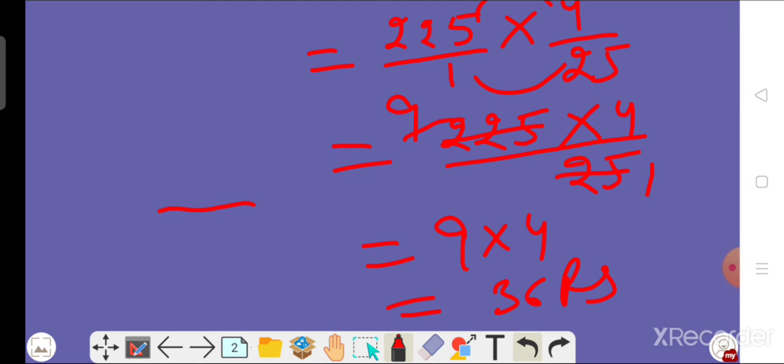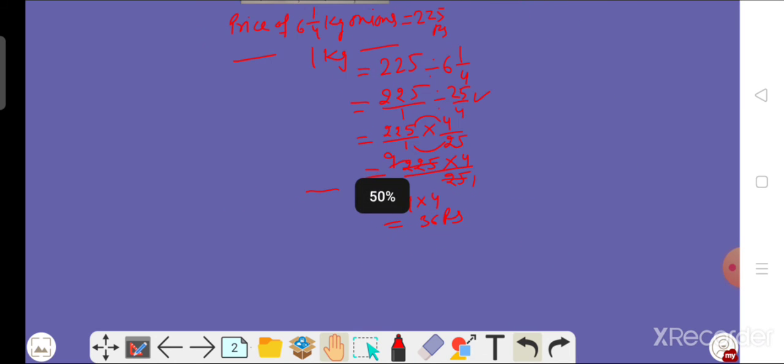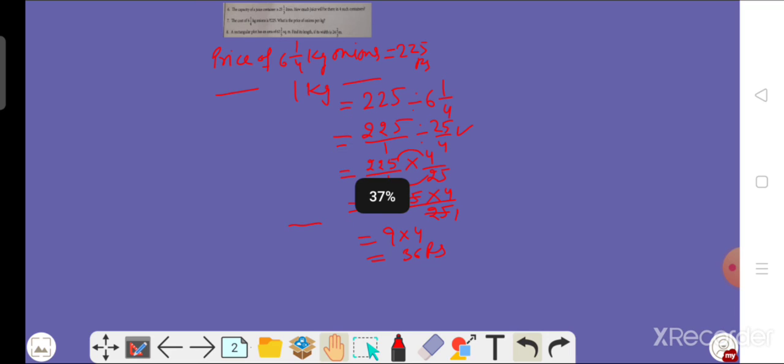So this is the amount which we have to find in this question, and this is the price of onion per kg. Okay, so this is the solution of your question number 7, beta. Now we will do question number 8.